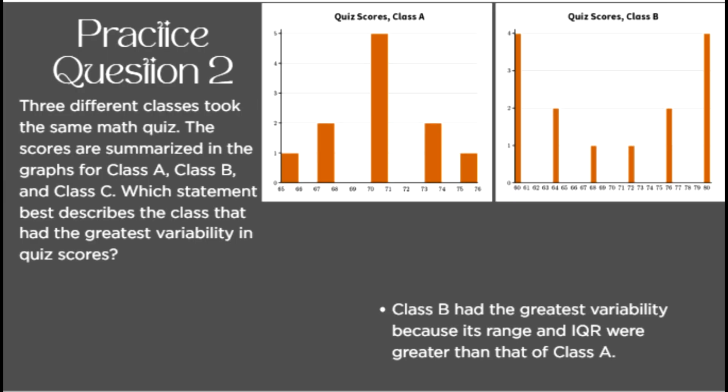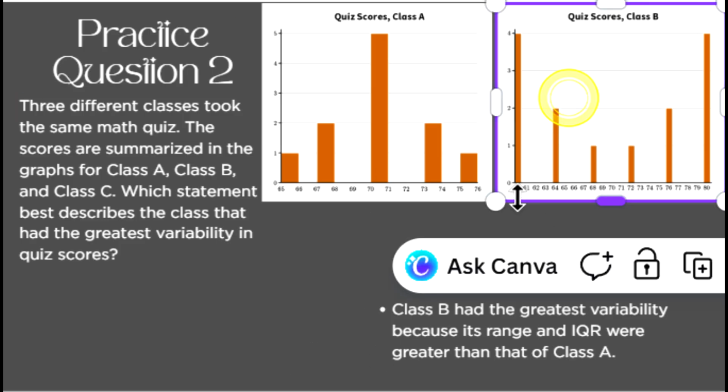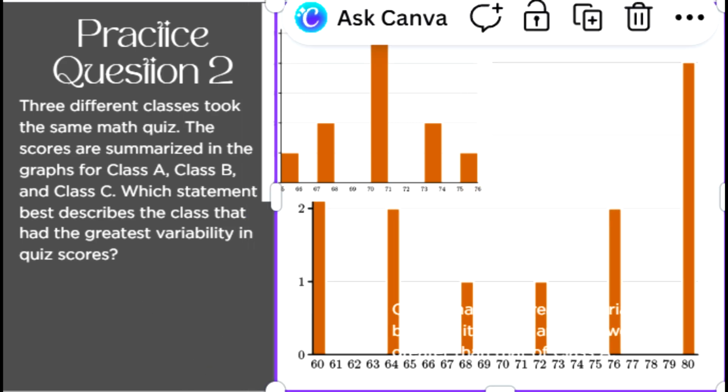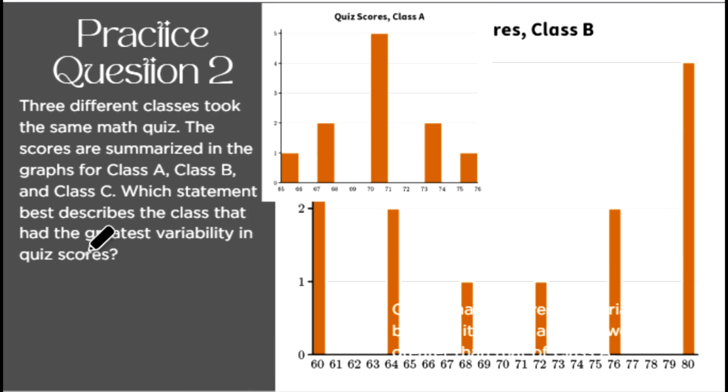Who had the greatest variability? So this one says Class B, which is right here, had the greatest variability because its range and IQR were greater than Class A. So we're going to have to blow this up so I can see what we're dealing with here. Its range is going to be 80 minus 60, which is 20. Okay.